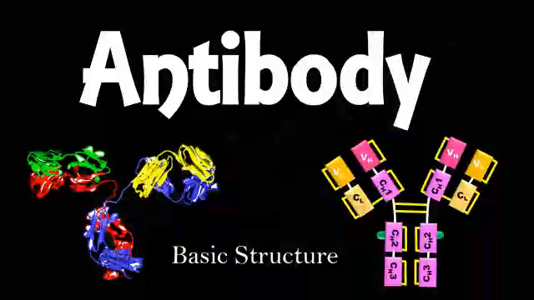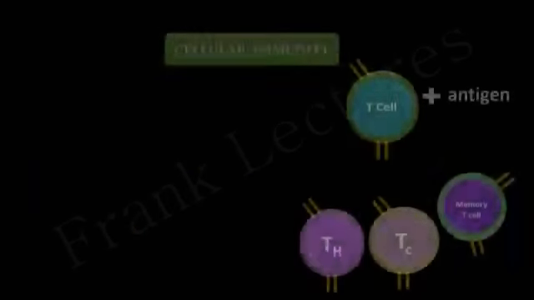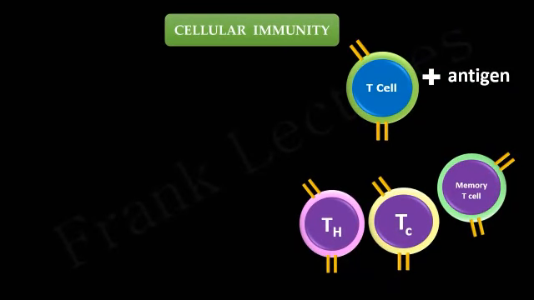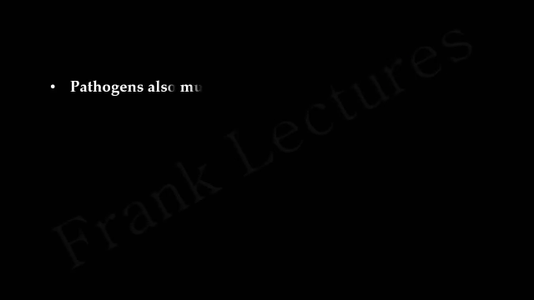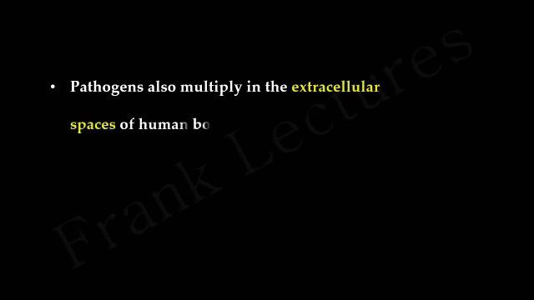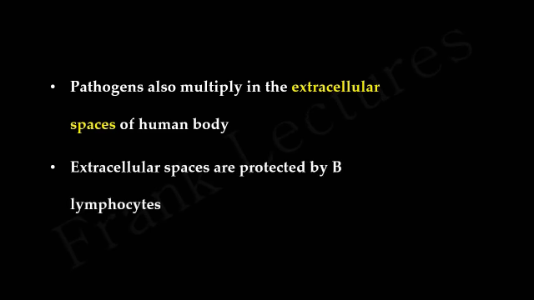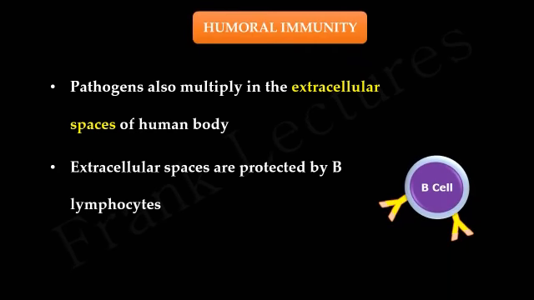In the last few lectures, we covered cell-mediated immunity, which involves T lymphocytes. Cell-mediated immunity fights against intracellular antigens. They kill infected cells, tumor cells, etc. But there are many pathogens, which multiply in the extracellular spaces of the human body. These extracellular spaces are protected by B lymphocytes, which are responsible for humoral immunity.